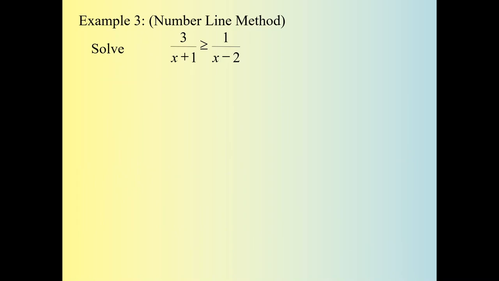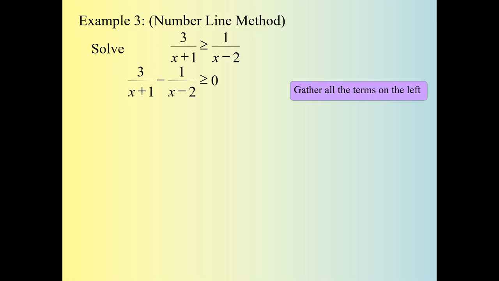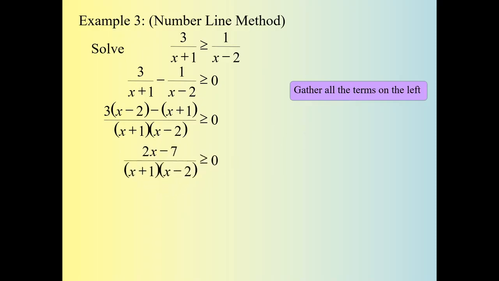Example number 3. Solve 3/(x + 1) is greater than or equal to 1/(x - 2). So gather all the terms on the left, simplify: (2x - 7)/((x + 1)(x - 2)) is greater than or equal to 0.